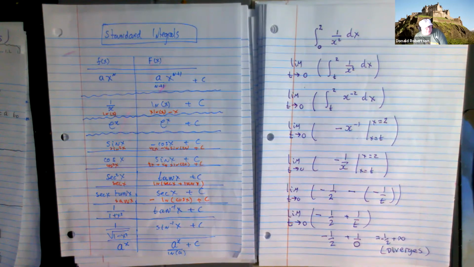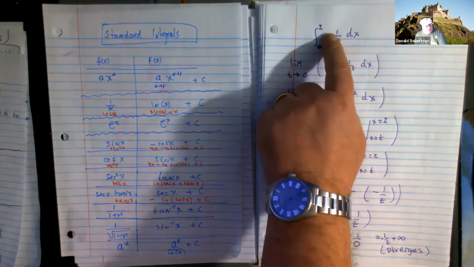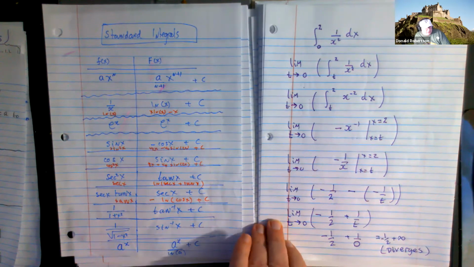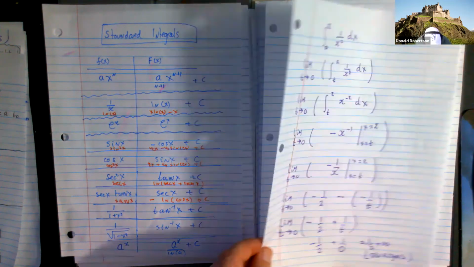So it is possible for type 1 integrals, improper integrals, to have an infinite area, to diverge. Does that seem reasonable that it could happen? Any problems with that question? Okay.